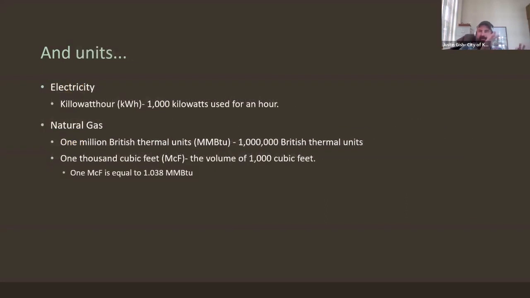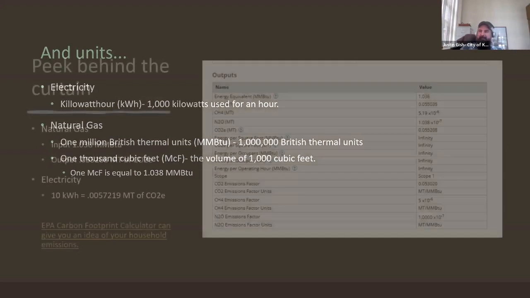In units, all right, I've done enough of this. I'm getting sick of talking about it. You've got kilowatts, thousand cubic feet of natural gas. You can refer to that later.